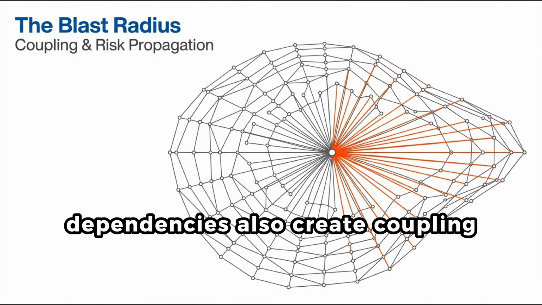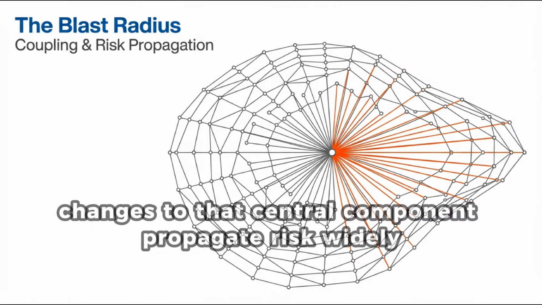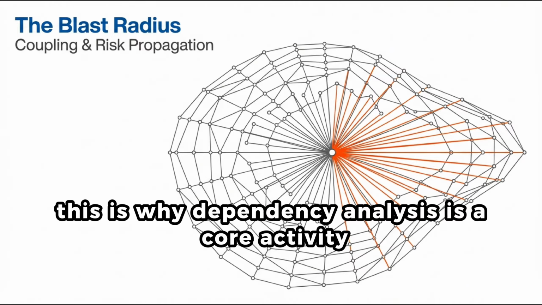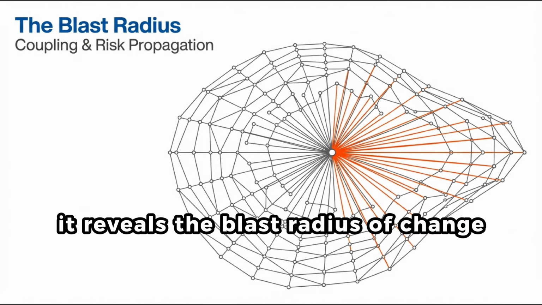Dependencies also create coupling. When many objects depend on a single table or service, changes to that central component propagate risk widely. This is why dependency analysis is a core activity before any schema change or software release. It reveals the blast radius of change.